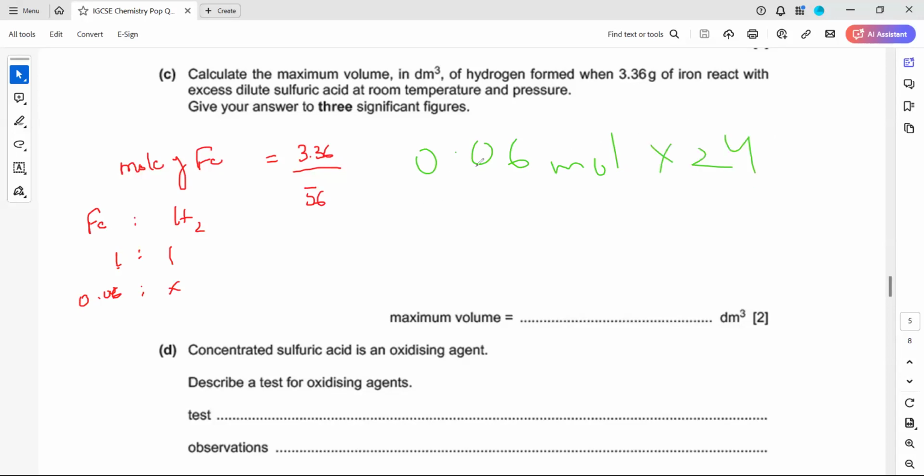After getting the moles of hydrogen, we just multiply by 24. So we get 1.44 decimeter cube.